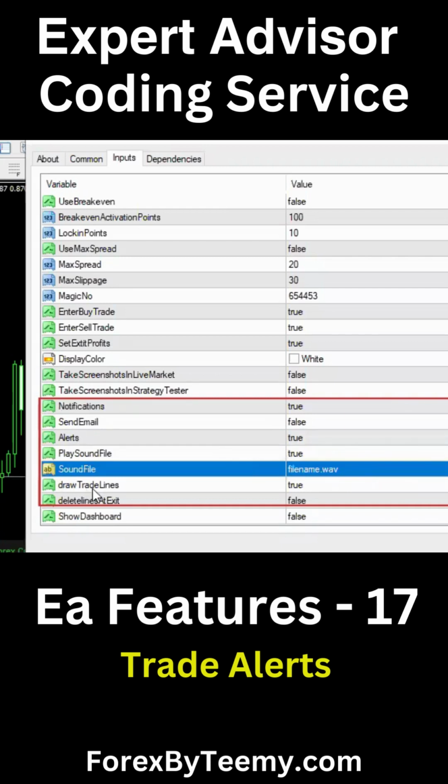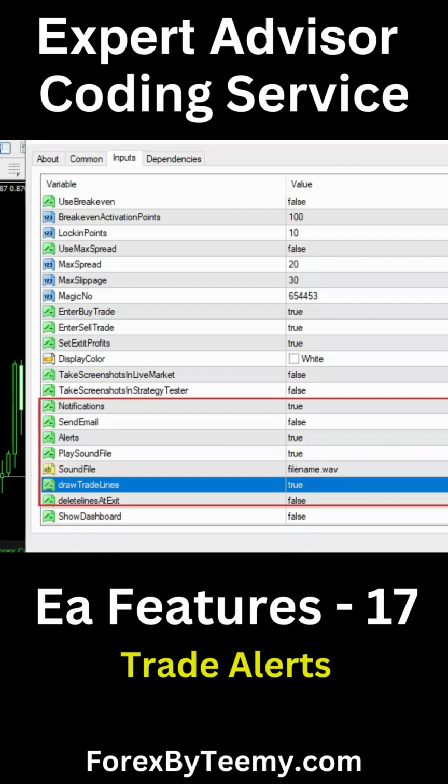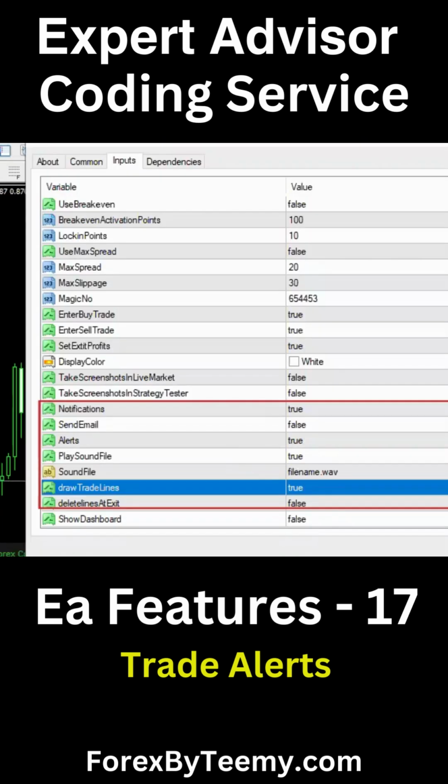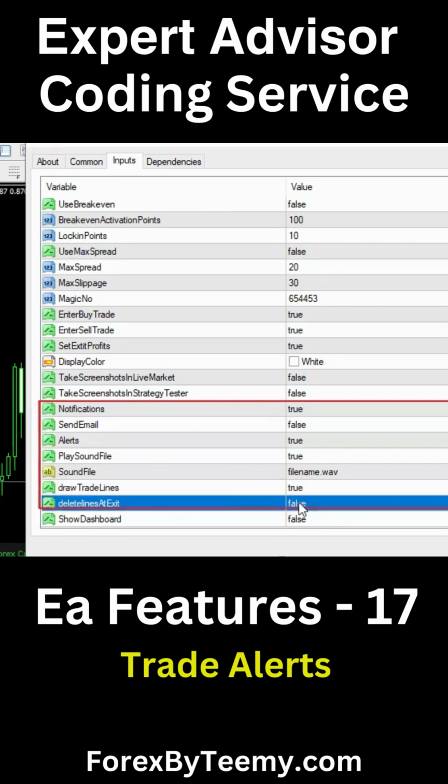You can play a particular sound file, and then draw vertical lines, which are the trade lines. Like for instance, I'll show you later on. So once I have a trade, the vertical line appears, and we put vertical lines on exit. When you close the chart, the vertical lines will be deleted.